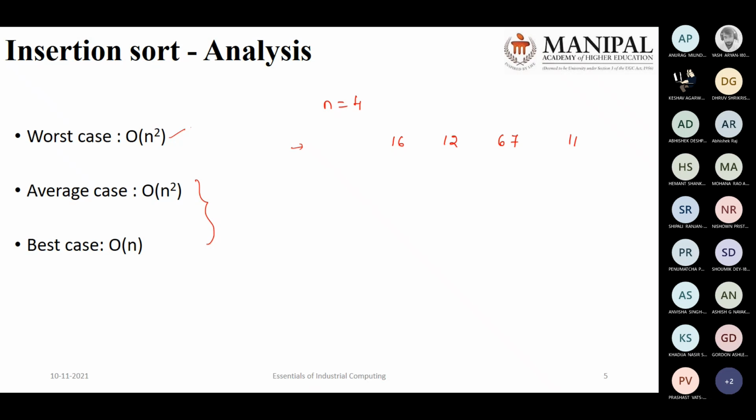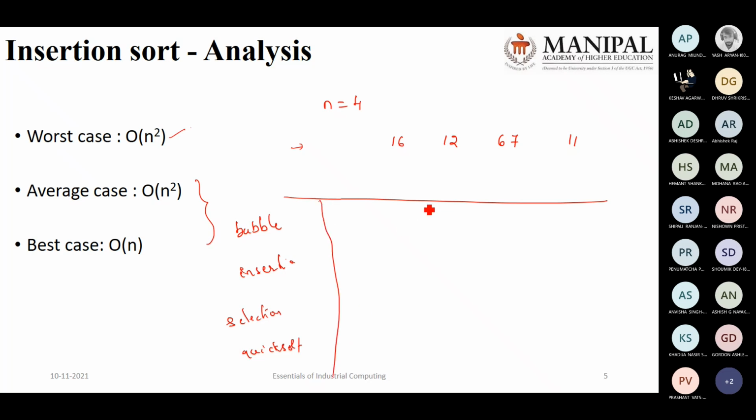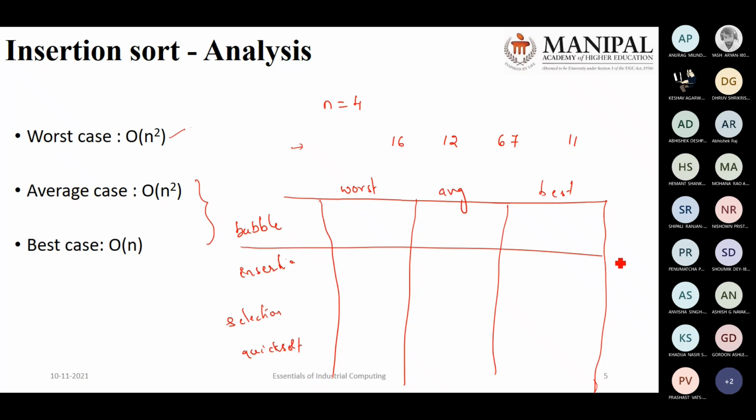Just for remembering the complexity, you have bubble sort, insertion sort, and selection sort. I am just pointing out the important ones, and you have quick sort. Of course you have merge sort also. Let me compare these four algorithms, which are basically similar. If you consider the worst, average, and best case, it is just to recall the complexities you have done.